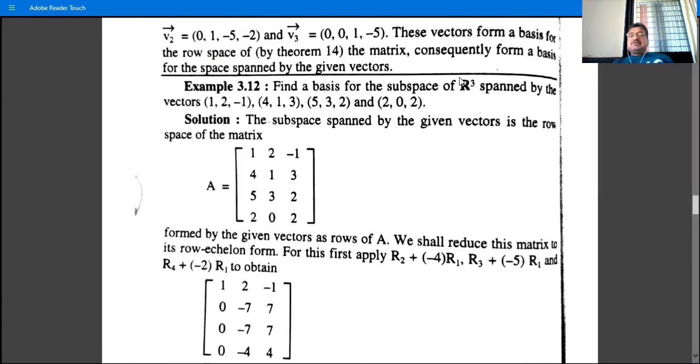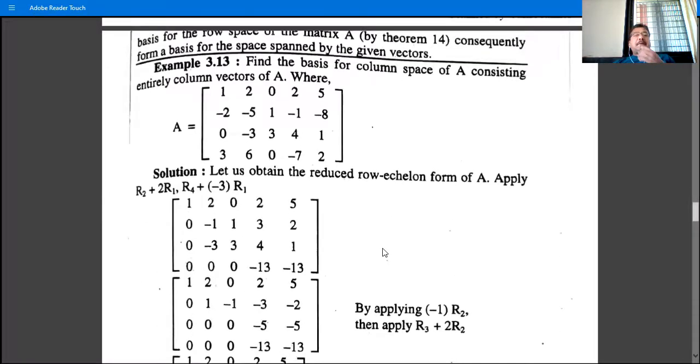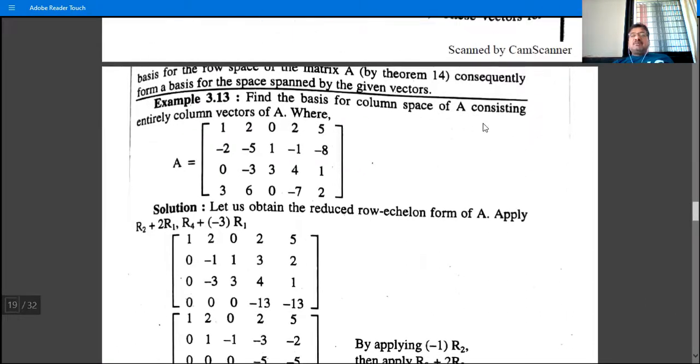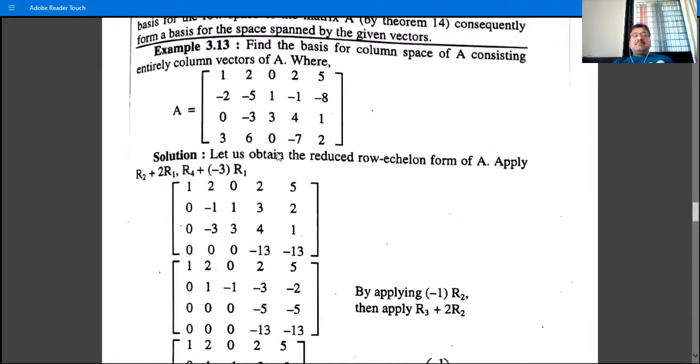That is the basis for the subspace of R3 spanned by these four vectors. Write that sentence: find the basis for the column space of A consisting entirely of columns of A. So we have to find the basis for the column space of this matrix. Reduce this matrix to reduced row echelon form, because we have to find the basis for the column space of A.